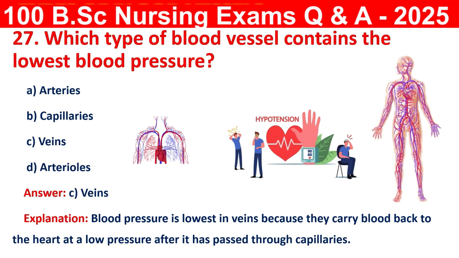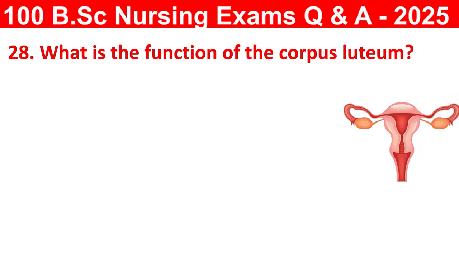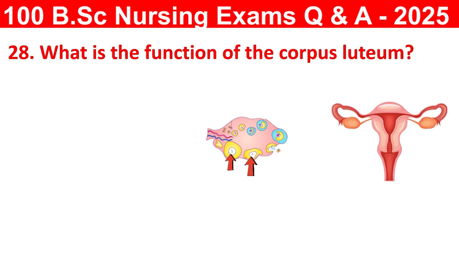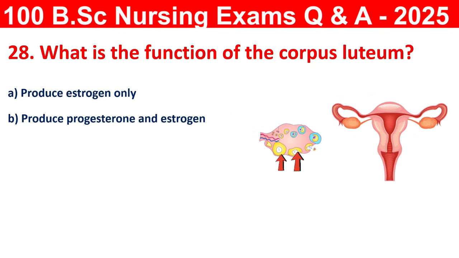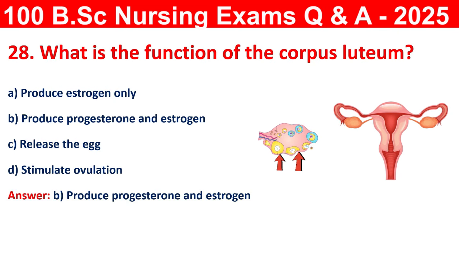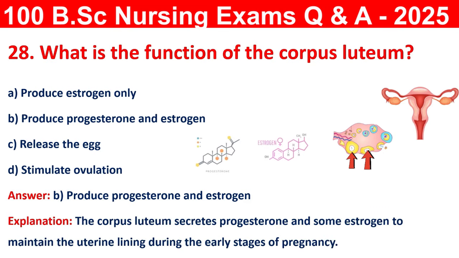Question number 28. What is the function of the corpus luteum? Your options are produce estrogen only, produce progesterone and estrogen, release the egg, or stimulate ovulation. The correct answer is B, that is to produce progesterone and estrogen. The corpus luteum secretes progesterone and some estrogen to maintain the uterine lining during the early stages of pregnancy.